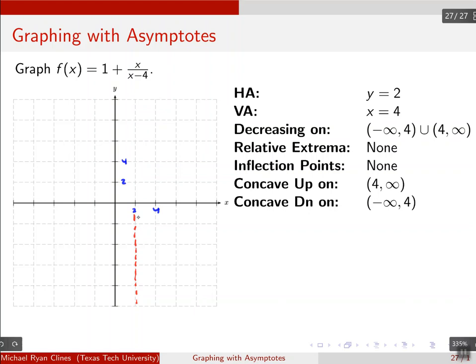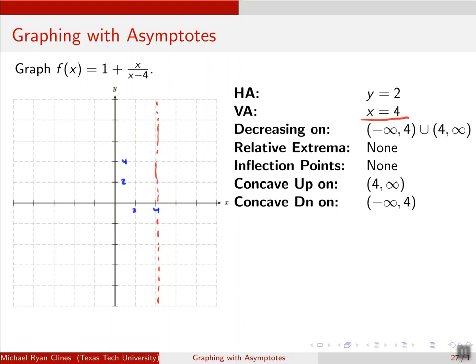What did I mess up? Take a second to think and figure it out. Yeah, I mixed up the horizontal and vertical asymptotes when I glanced at the side. That is my fault. I apologize. The vertical asymptote is x is equal to 4. This is where our vertical asymptote is. I was wondering why that was looking wrong. So at x is equal to 4, that's our vertical asymptote.